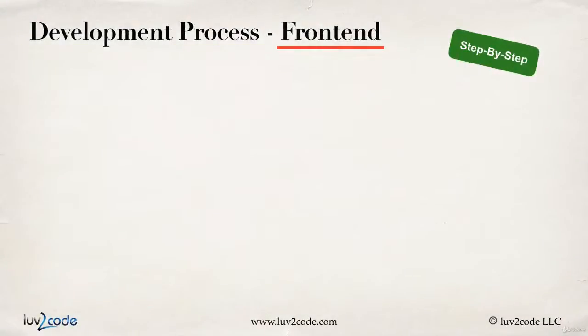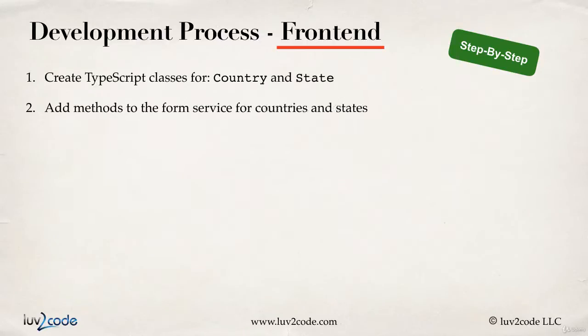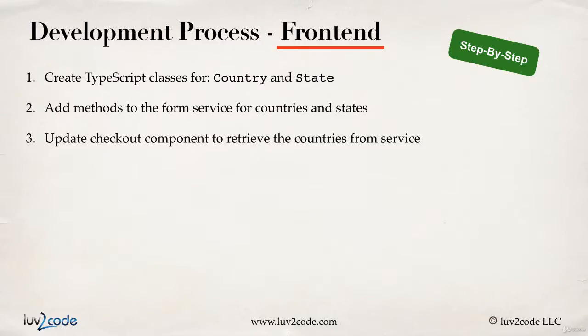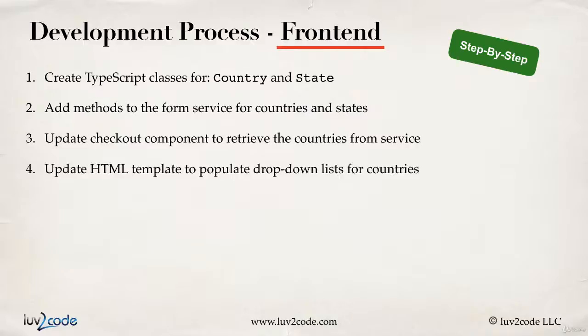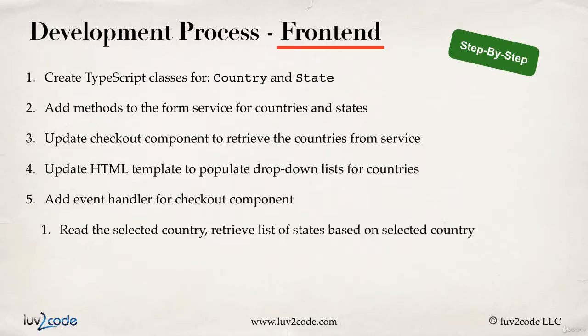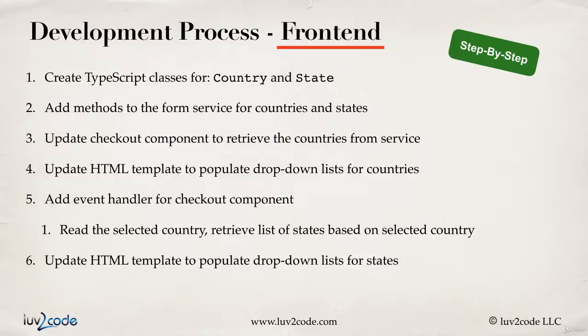Okay, so here's our development process, and this is all for the front end. The first thing we'll do is create TypeScript classes for country and state. We'll add methods to the form service for countries and states. We'll update the checkout component to retrieve the countries from the service. We'll also update the HTML template to populate drop-down lists for countries. And then we'll add an event handler for the checkout component. So we'll read the selected country, and then we'll retrieve the list of states based on the selected country. And then finally, we'll update our HTML template to populate the drop-down list for states.